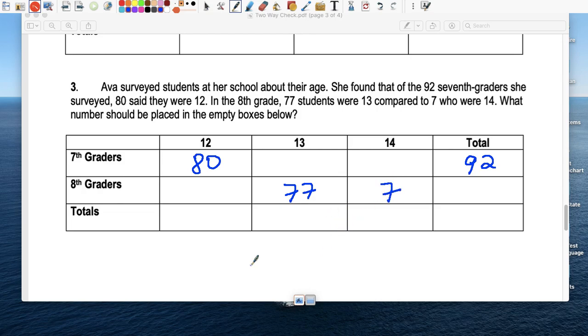Now we had an issue here in class because there was not enough information to fill in the rest, but there is, theoretically, if everything goes according to plan. In the 7th grade, you should be 12 and 13, which means there are 80 kids who were 12 years old, and there's a total of 92. That means that the remaining were 13. How many 14-year-olds are you going to find in the 7th grade? Theoretically, it should be 0. And that's the problem we ran into in class. In the 8th grade, it says 77 were 13. 7 were 14.